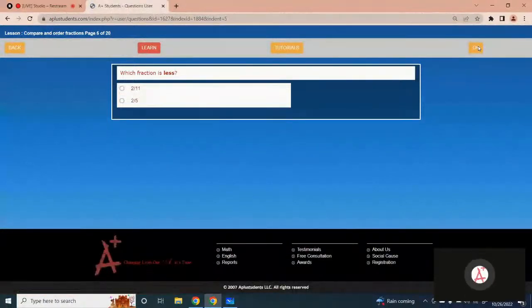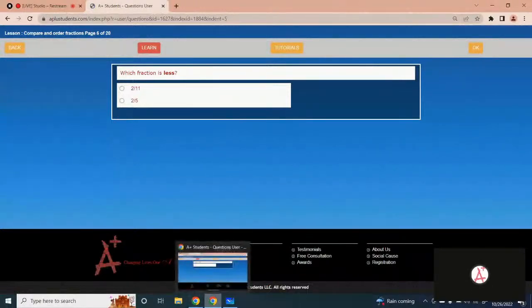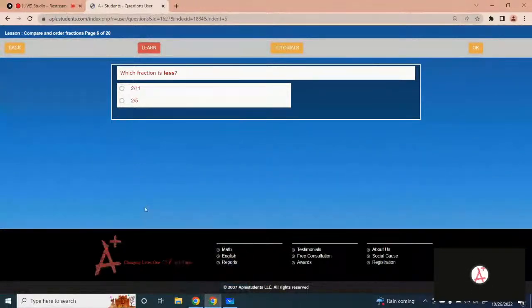Okay, which fraction is less? 2 by 11 is less or 2 by 5 is less? Which one is less, 2 by 11 or 2 by 5? Yes, very good. 2 by 11 is less than 2 by 5. Got it?